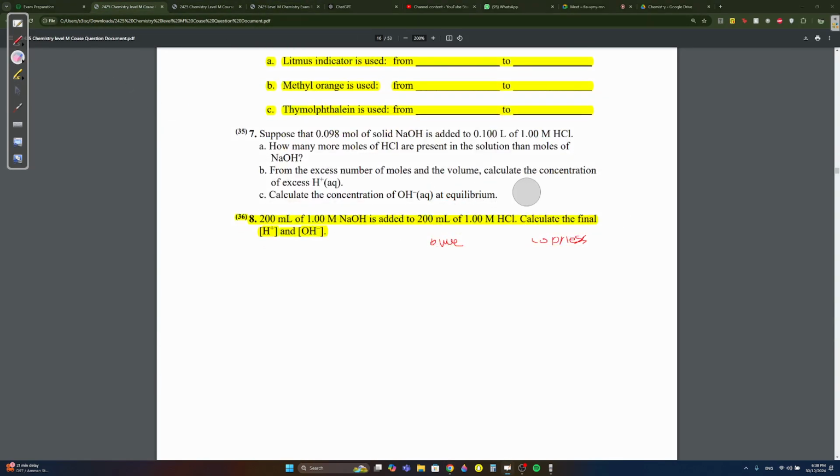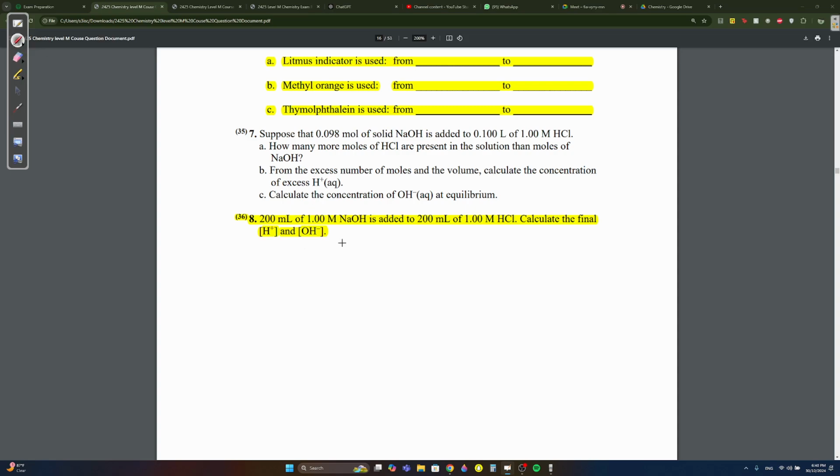Question 8. 200 ml of NaOH is added to 200 ml of HCl. Calculate the final concentration of H and OH. If you get this in the exam, since they both have the same volume and same concentration, you can immediately know that the solution is neutral, and that in a neutral solution, the concentration of OH minus is equal to the concentration of H plus, which is equal to 10 to the power minus 7 molar. You can memorize this, but obviously, you're not allowed to just say this.